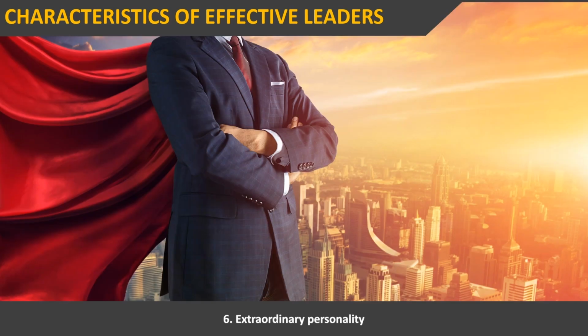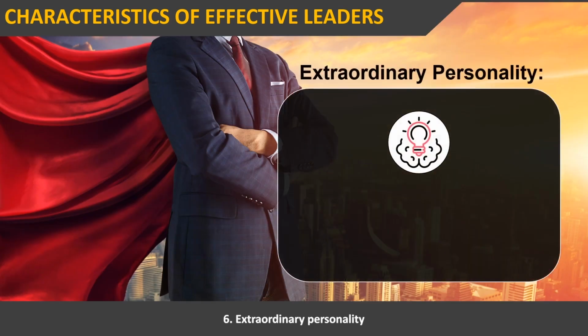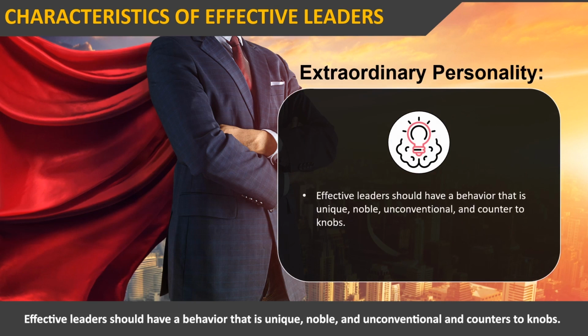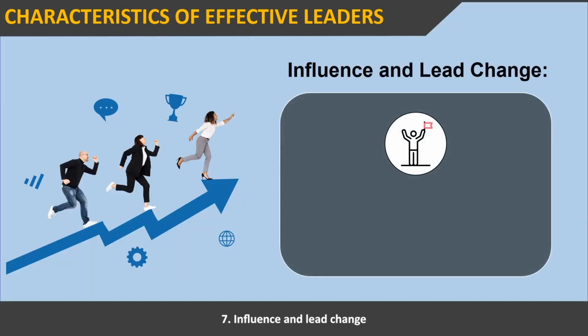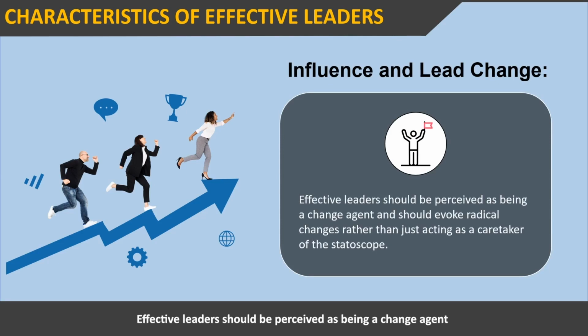The sixth character is extraordinary personality. Effective leaders should have behavior that is unique, novel, unconventional, and counter to norms. Such behavior evokes surprise and admiration in followers. Influence and lead change would be the seventh character. Effective leaders should be perceived as being a change agent and should evoke radical changes rather than just act as a caretaker of the status quo.